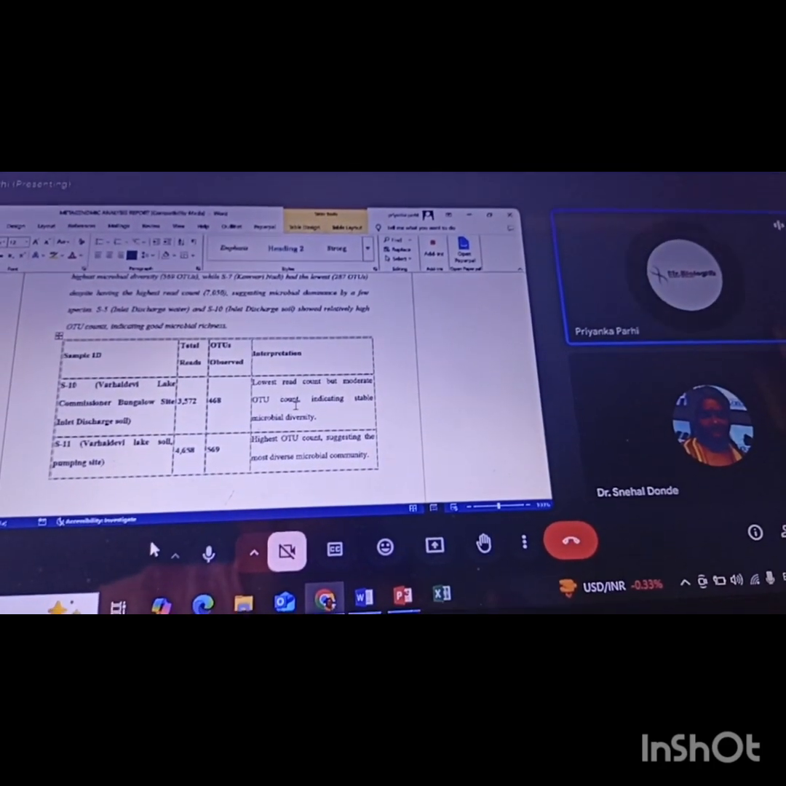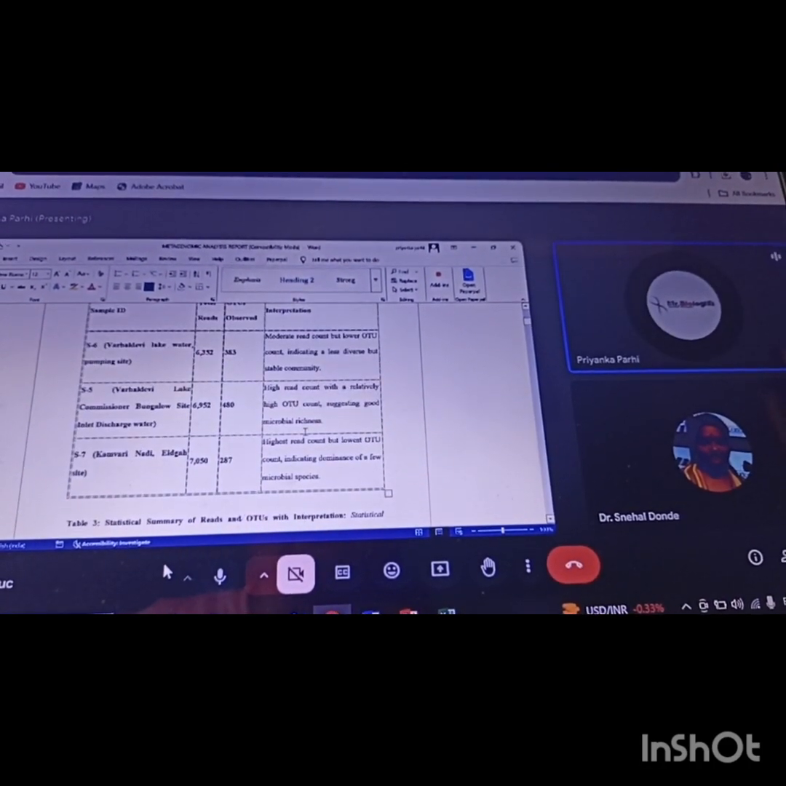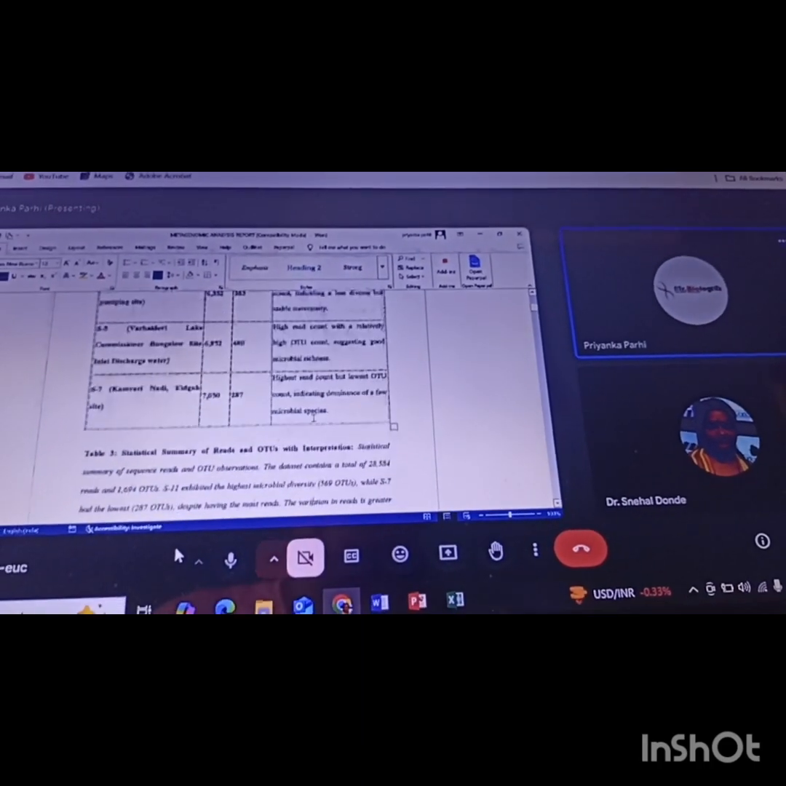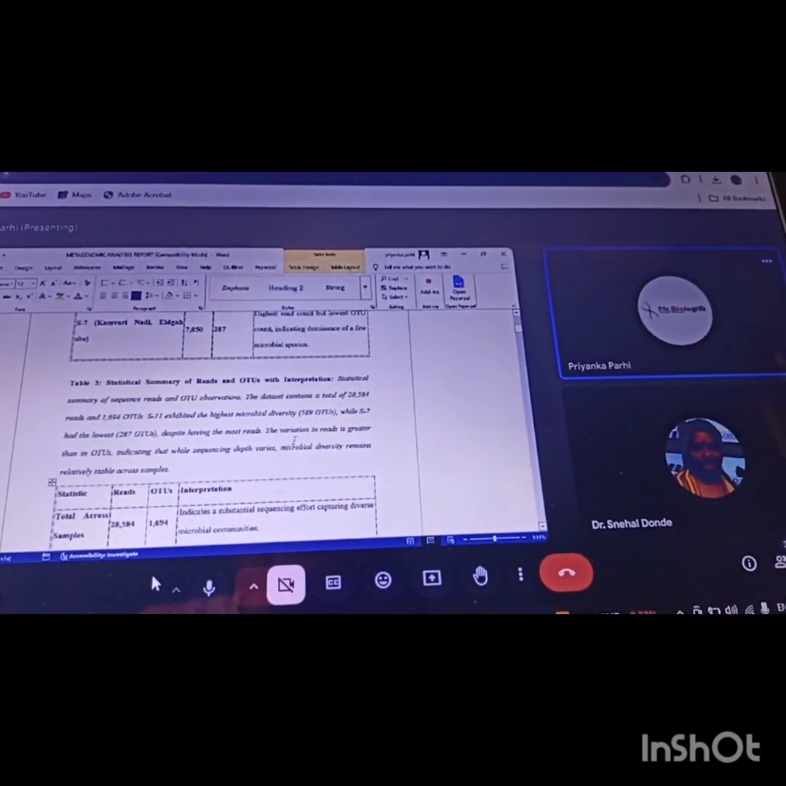In those scenarios, we have to start from the beginning, from DNA sample collection and DNA isolation, and redo it. If you check, moderate read count and lower OTU is still readable, and highest read with lowest OTU is still readable. So this is the statistical term.